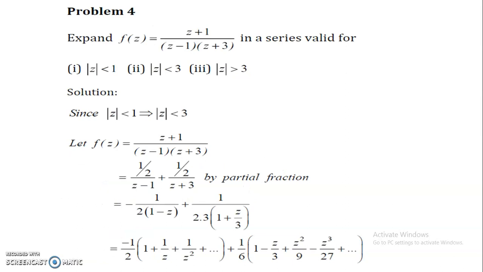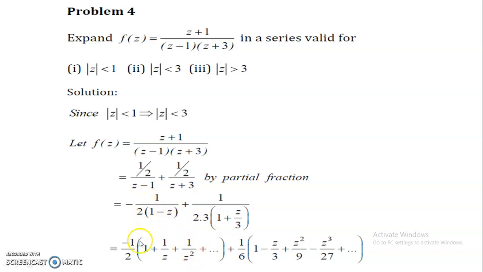So then you go for the next problem, that is to expand the function z plus 1 by z minus 1 into z plus 3 in a series valid for three regions: mod z less than 1, mod z less than 3, and mod z greater than 3 also. Since mod z is less than 1, obviously mod z is less than 3 also. So then you can take this function, split up the terms by partial fractions, and expand the terms by using the binomial expansion.